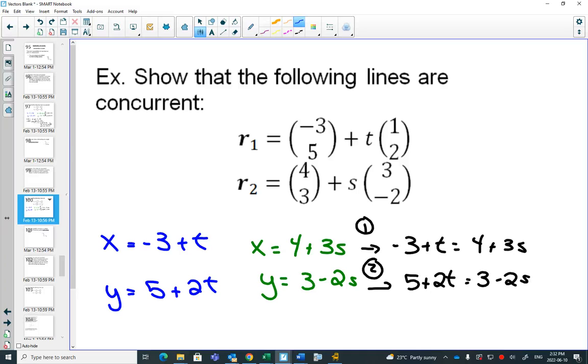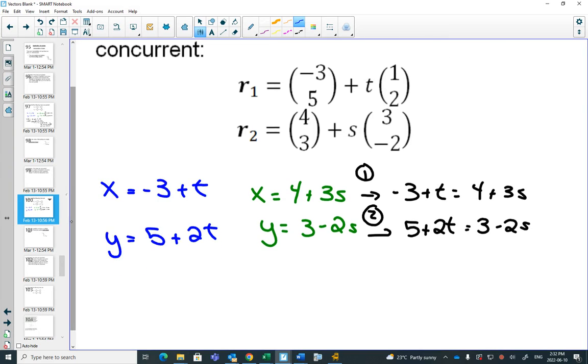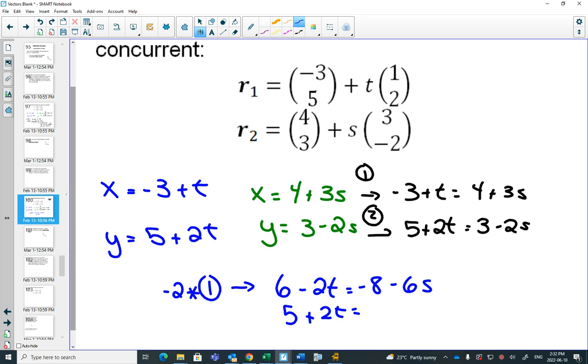But since things are lined up, I'm just going to take equation 1 and multiply it by negative 2. That will give me 6 minus 2t equals negative 8 minus 6s. I'm going to rewrite equation 2, and you can see already that I multiplied equation 1 by negative 2 so that my coefficients in front of t, if I add them, will cancel out.